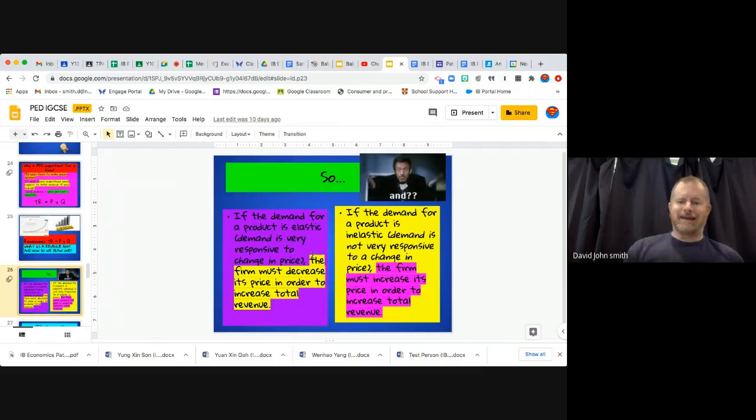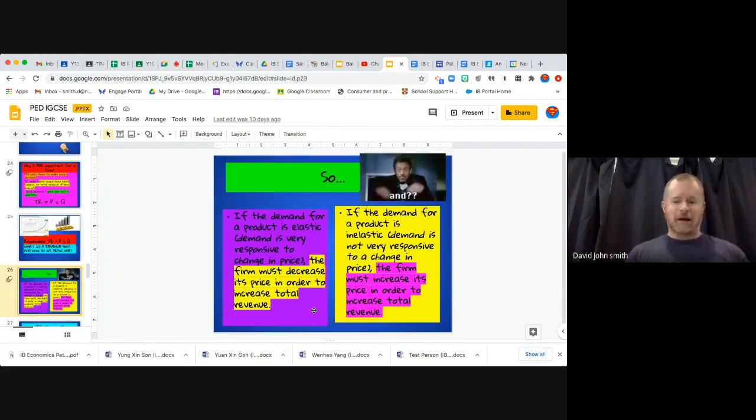So here are the rules. If a product is elastic, so demand is responsive to a change in price, in order for the firm to increase their revenue, they're going to have to decrease its price. Conversely, if the demand for a product is inelastic, so it is less responsive to a price change, then the firm will need to increase its prices in order to increase total revenue.